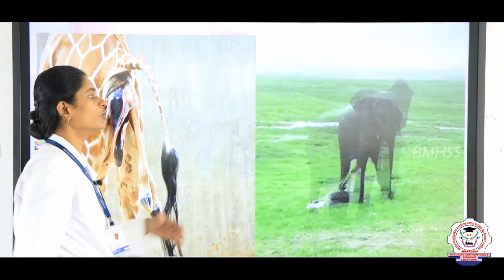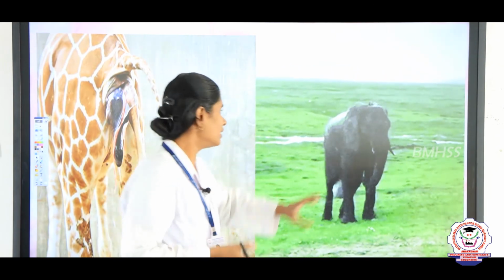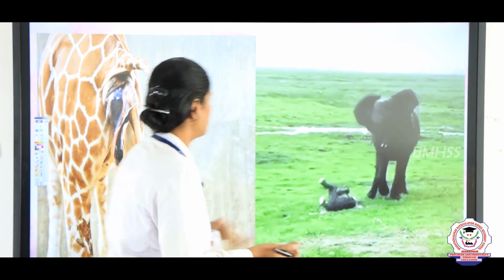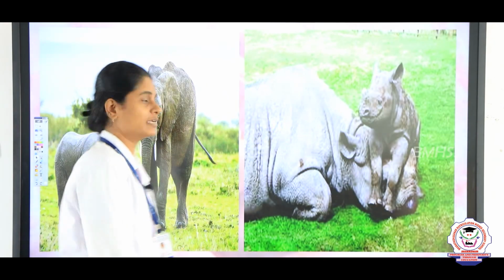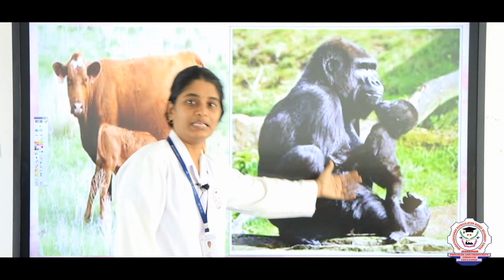And let us see some more animals like giraffe. Giraffe, even elephant, they give birth to the young ones. The baby will grow inside the uterus of the mother's body, and once the baby matures, after a period, the baby comes out of the mother's body. Okay. Likewise we can see elephant, rhinoceros, cow and monkeys, gorilla.